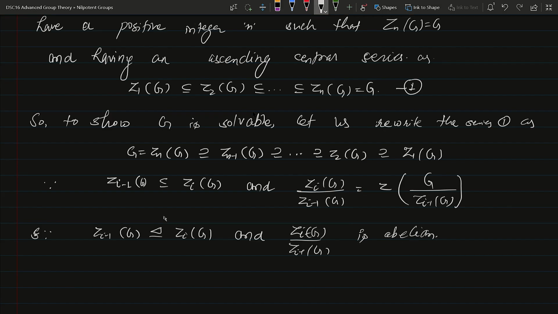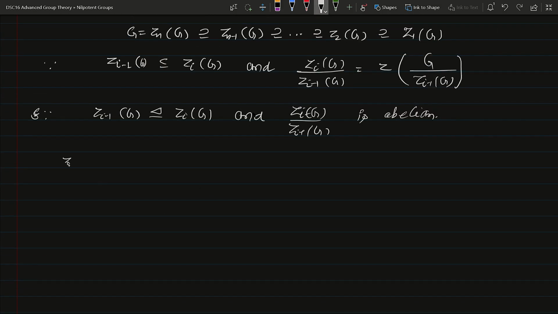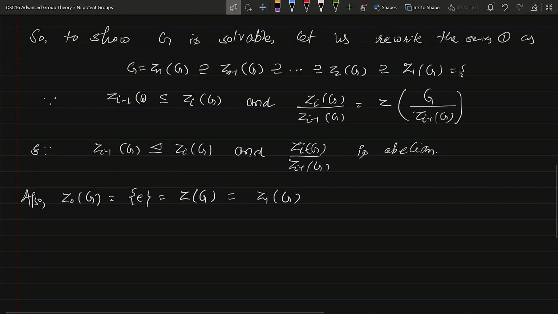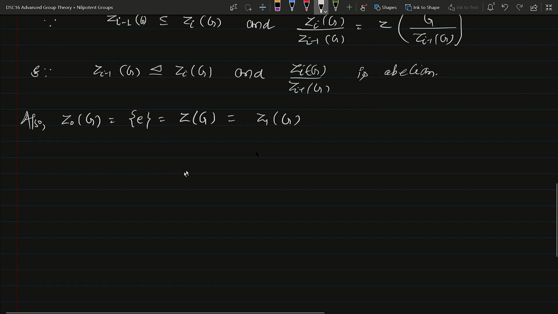And also we have that Z0(G) is equal to the identity, and that is nothing but the center of G, which we call Z1(G). So we have this, and therefore it is equal to the identity. Hence G is solvable. So every nilpotent group is solvable.